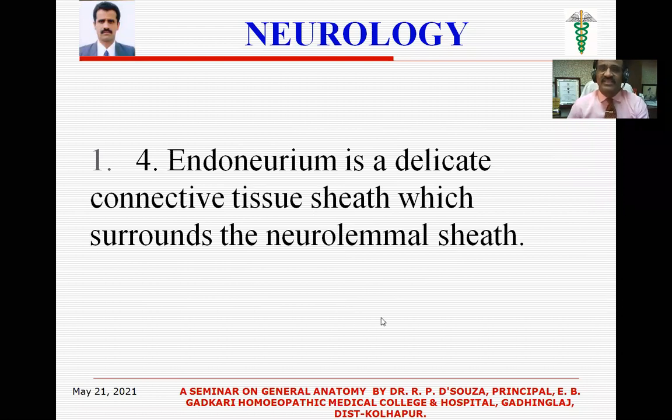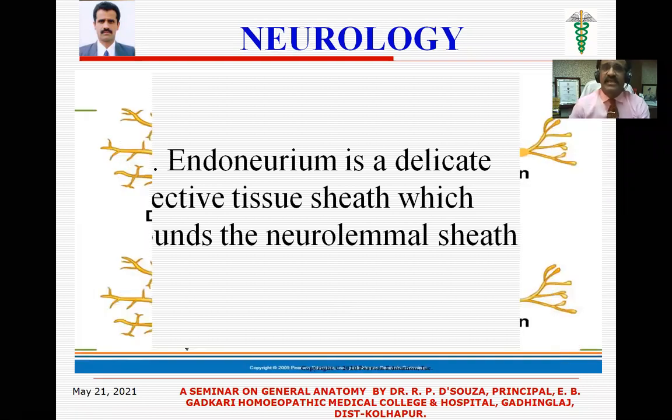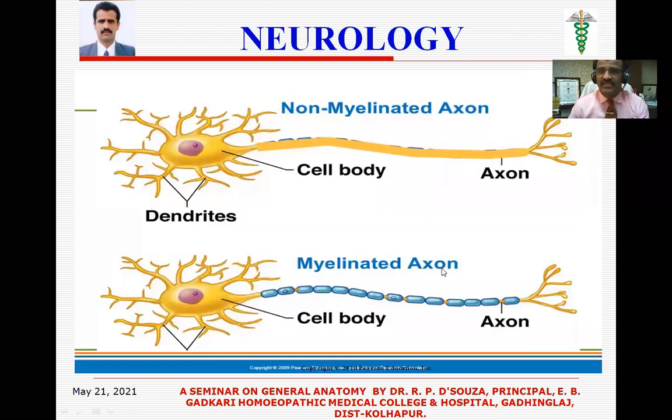Now, the fourth structure is the endoneurium. Endoneurium is a delicate connective tissue sheath which surrounds the neurolemmal sheath. Here you can see a non-myelinated axon and a myelinated axon. In the non-myelinated axon, you can see there is no myelin as such. Here you can see the myelin on the axon.